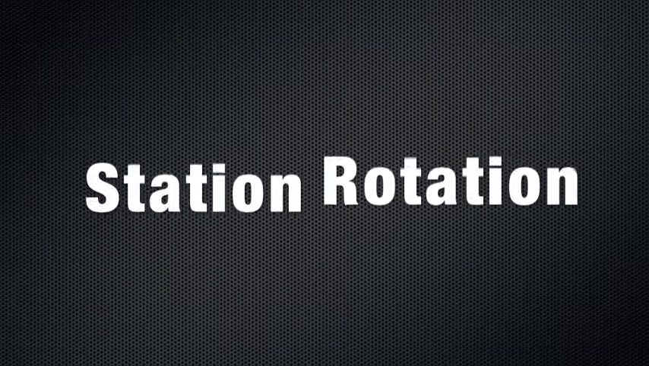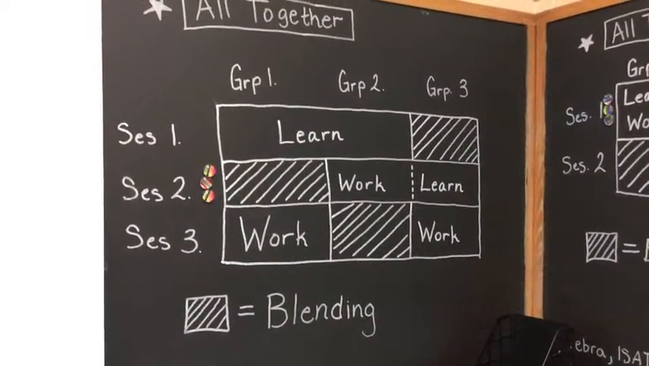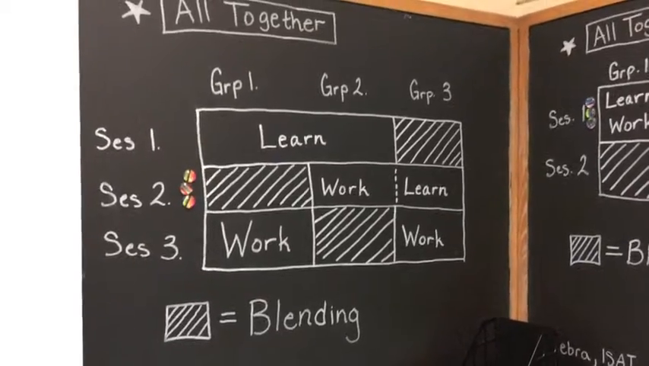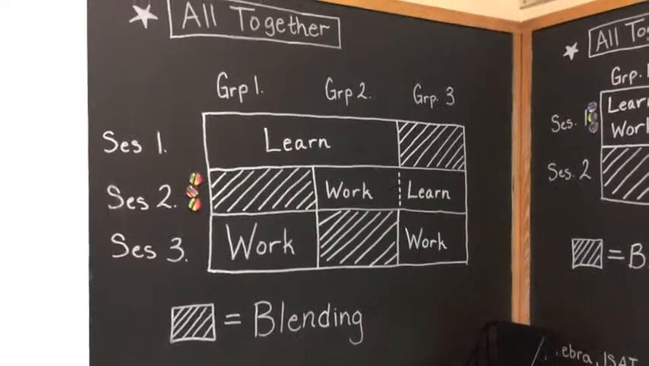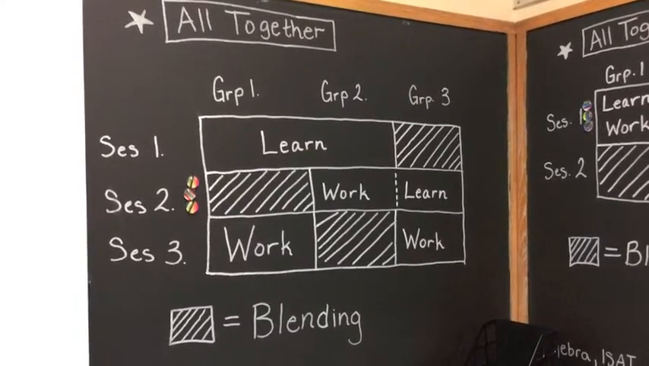Another blended environment that I've taught in is one where you do station rotations. In this classroom, I think the hardest part for me at first was to wrap my head around what this was really going to look like. So once I did that, I created these maps up on a magnetic chalkboard that I created in the classroom so that students would know what they were doing each day.